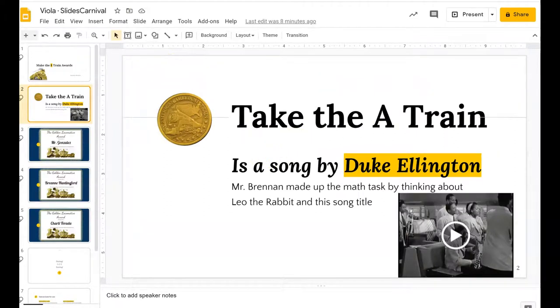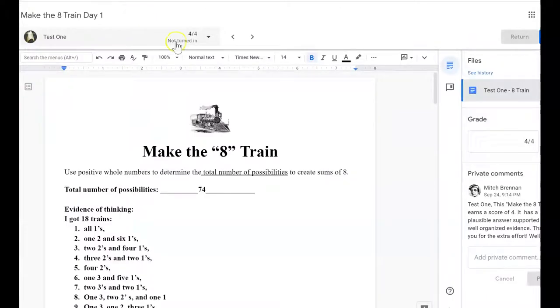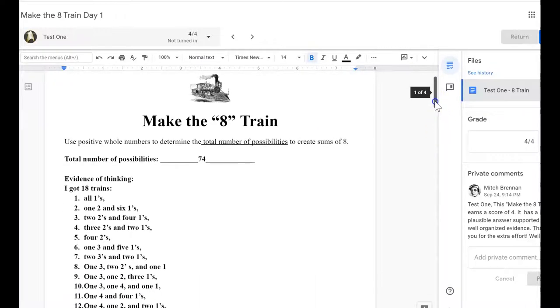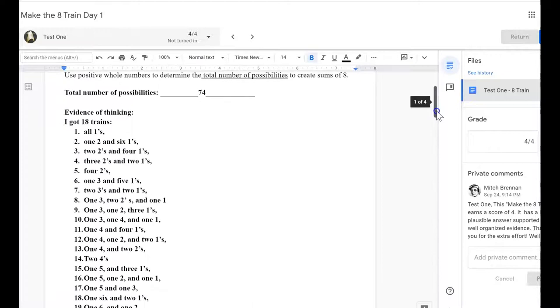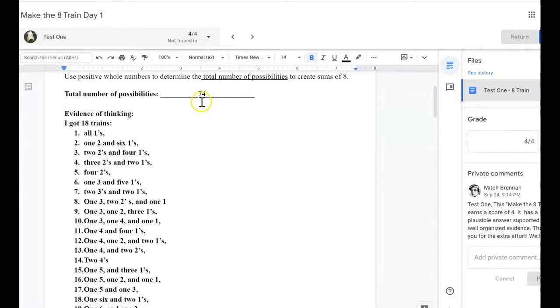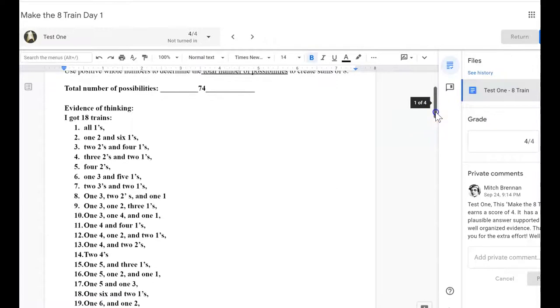So we're going to take a look at some classic work today. This work here comes to us from our good friend, Mr. Gonzalez, also known secretly as Test One. You can tell by the Star Trek badge that that's him. I wanted to point some things out about his work in Make the A-Train. He has an answer. I don't think it's the right answer, but I can't tell for sure. I've made mistakes too, but it's a very plausible answer. That means it could be the answer, and he has a lot of evidence to support it.